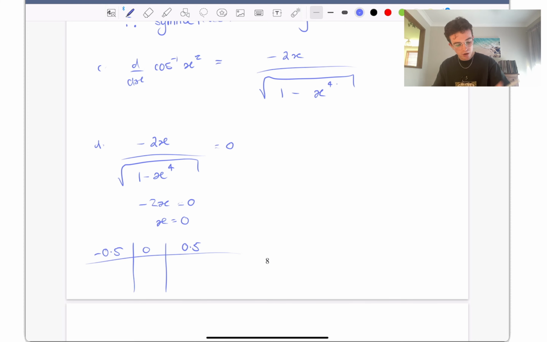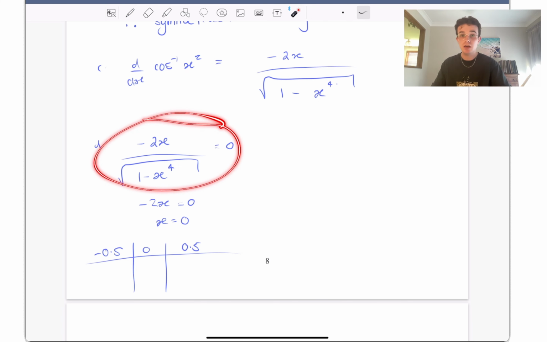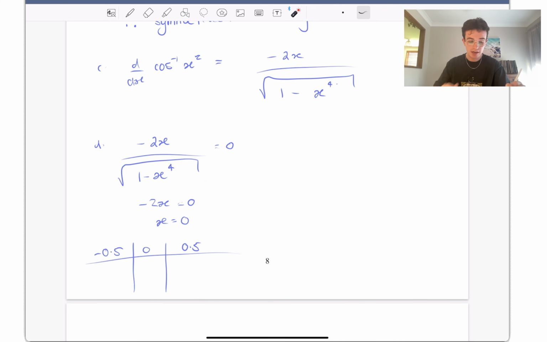What we're doing is we're going to substitute these values into our differentiation to see whether the gradient's positive or negative. So if we substitute in minus 0.5, we get a positive number, so that means our gradient's going up. We substitute in 0, we get 0, so it's a flat gradient. And if you type in 0.5, we get a negative number, so it's going down. So therefore, it's a maximum.